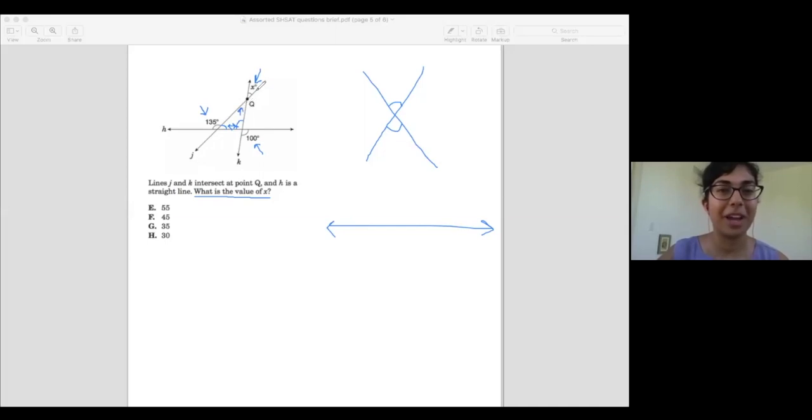And then that will enable you to find out X because, again, they're vertical angles like this. They're equal. Sorry for not going into that in more detail, but those are the kinds of pieces of information that you will want to have in geometry.